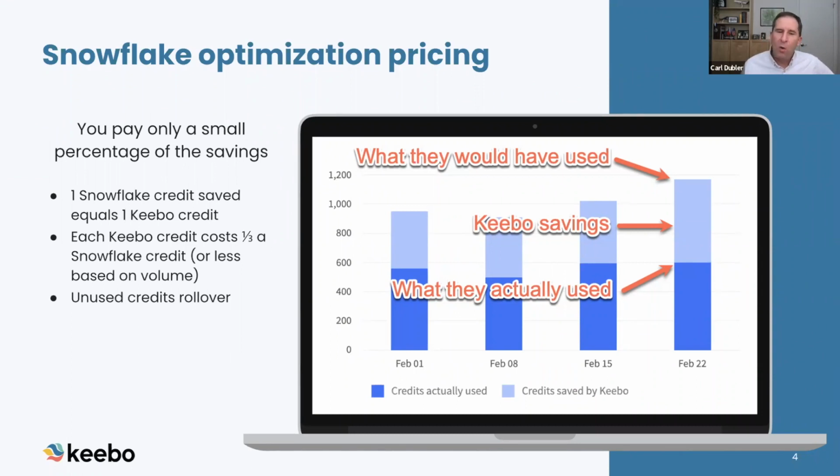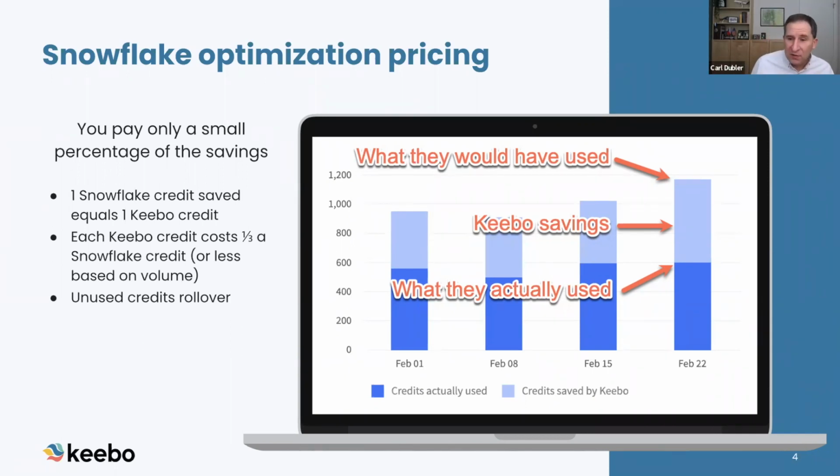Now, if Keebo were not in place, and if we weren't doing those real-time optimizations, then they would have spent more like 1,200, almost double what they have here. You can see the top of this light blue bar is what they would have used. The difference in the middle, this light blue bar, is what Keebo saved them this particular week. If you do the math, this comes out to something like a little over $1,500 of savings that particular week.